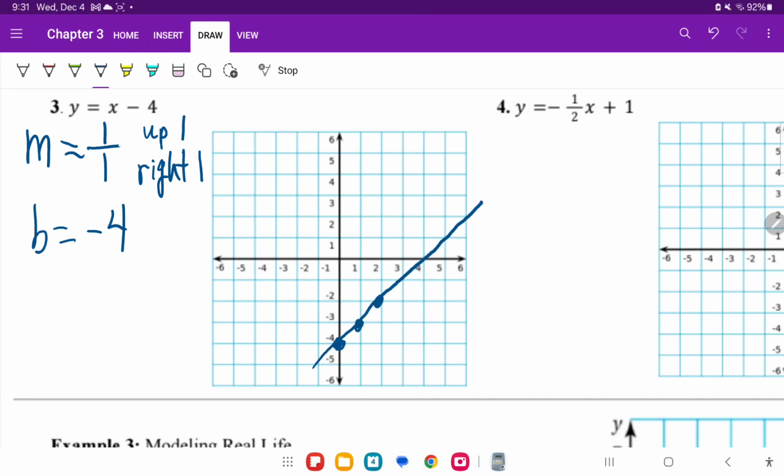All right, and so what is the x-intercept?